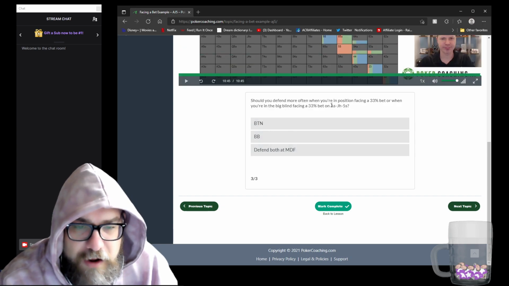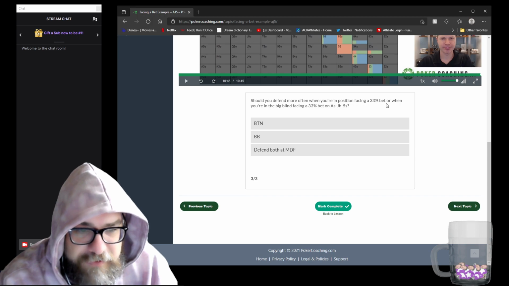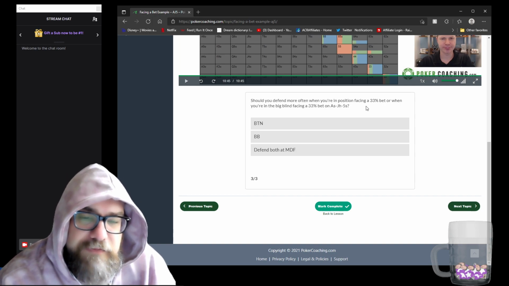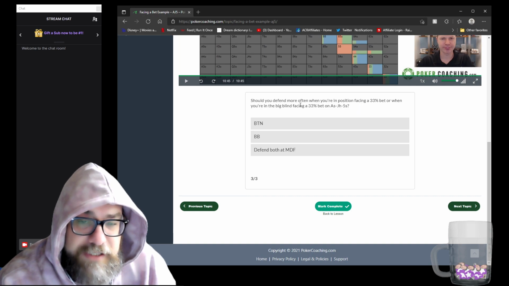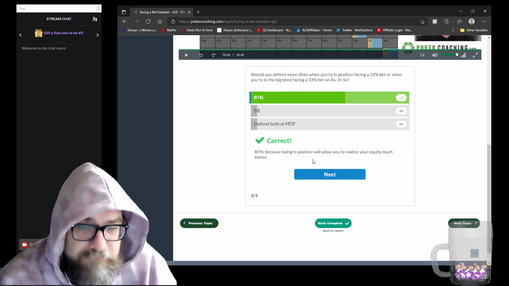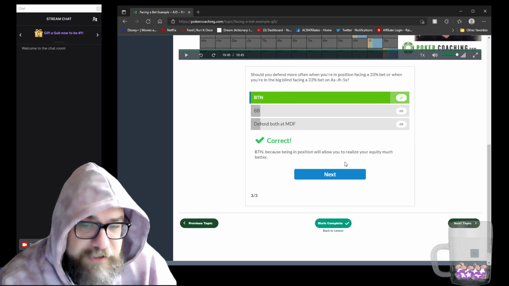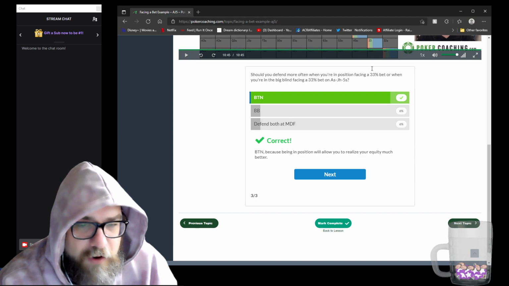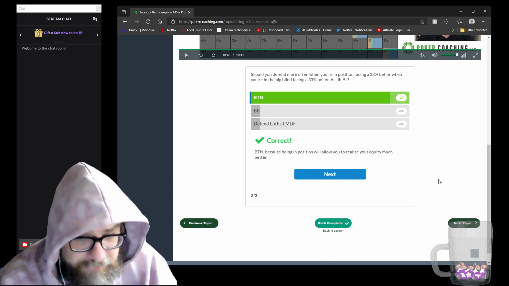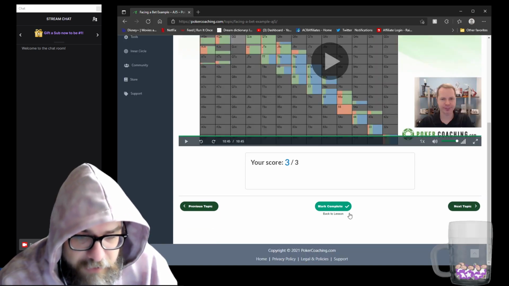Should you defend more often when you're in position facing a 33 bet, or when you're in the big blind facing a 33 bet? Okay. So when you're in position, you defend more often. Yeah, because you're in position. Out of position, you're going to defend less. That's just a standard rule. This word problem doesn't matter. You should just say, when you're in position or out of position, which are you defending more? In position, because you're in position. All right, we're going to mark this as complete.